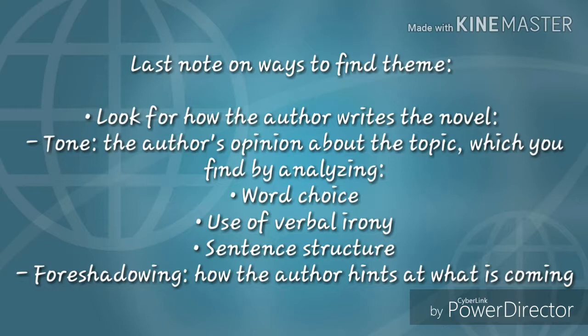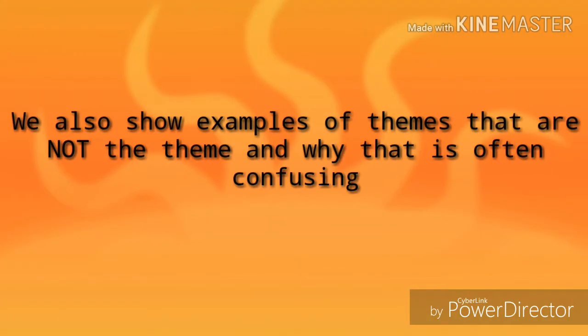Last note on ways to find theme. Look for how the author writes the novel. Tone, the author's opinion about a topic, which you find by analyzing word choice, use of verbal irony, and sentence structure. Foreshadowing, how the author hints at what is coming. We also show examples of themes that are not the theme and why that is often confusing.